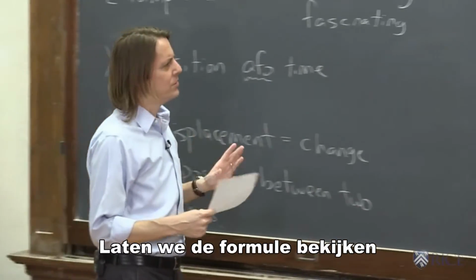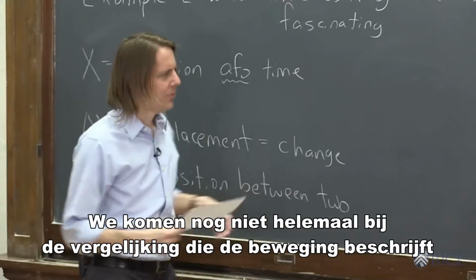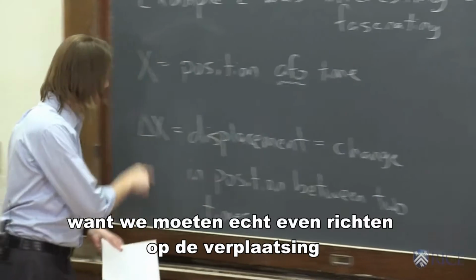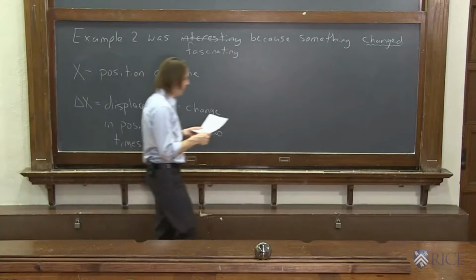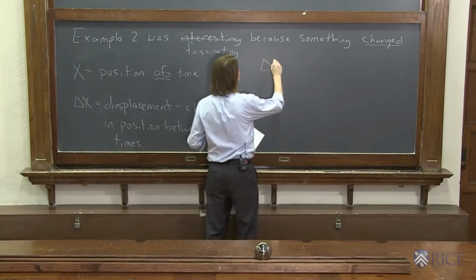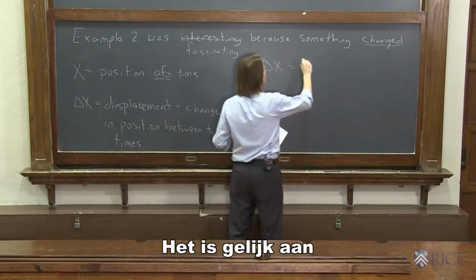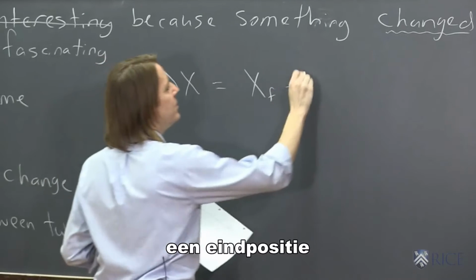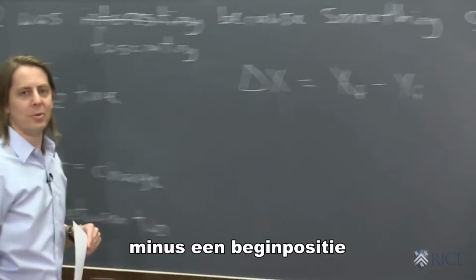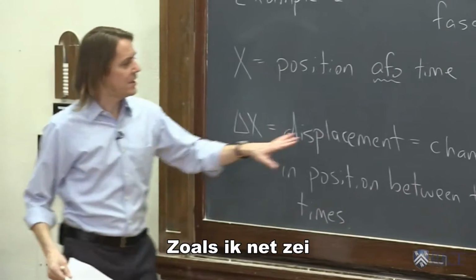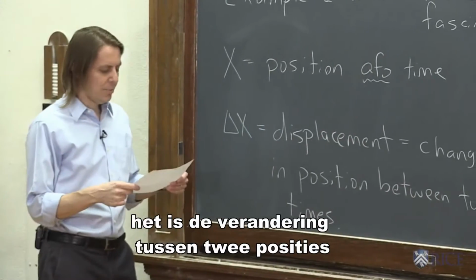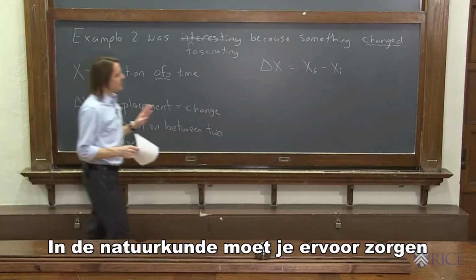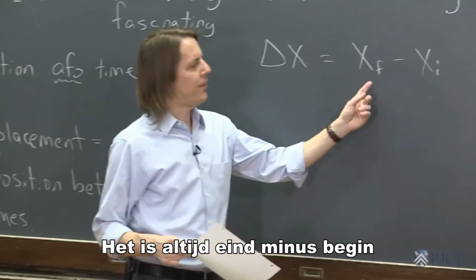So let's look at our equations. We're not going to quite get to the equation that describes the motion yet, because we need to really obsess with displacement for a minute. Let me give you an equation for displacement. It's equal to a final position minus an initial position. Like I just said, it's the change in two positions. Now in physics, you got to make sure you always get this right. It's always final minus initial.